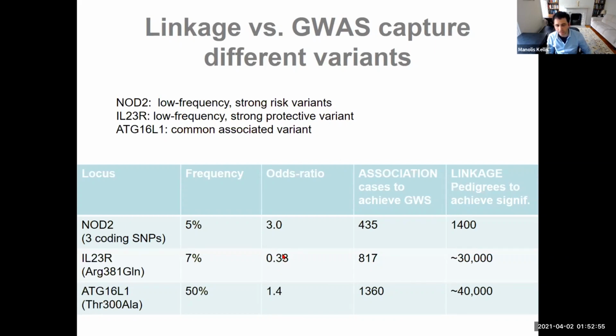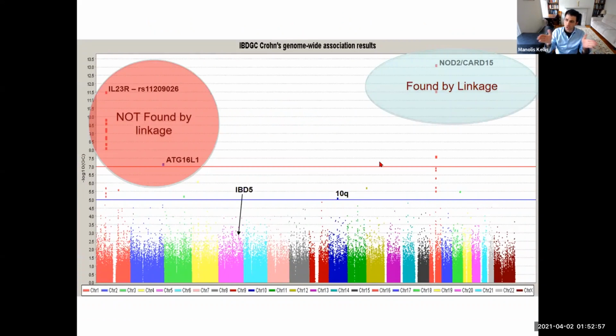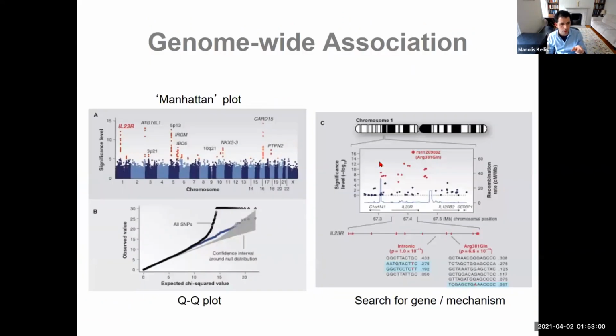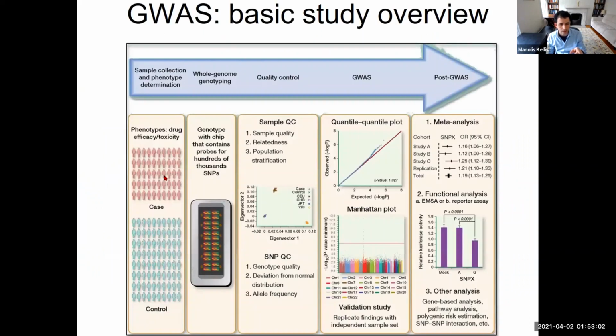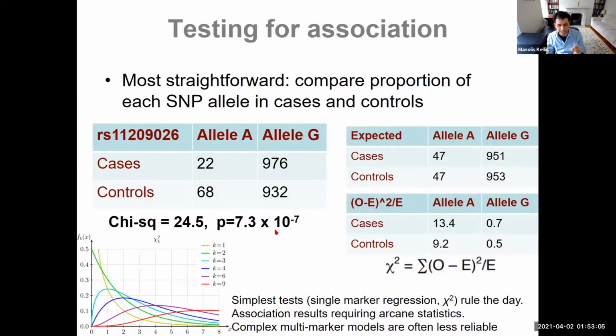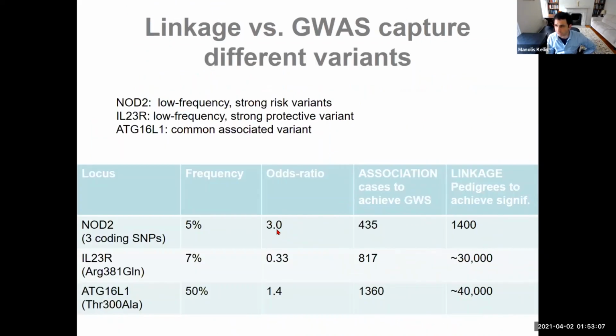What does that mean? That means that when I do my case control cohort and I'm enriching greatly for cases, I can basically only find risk increasing variants because I'm dramatically enriching for cases. I will rarely find protective variants. Okay? These are some subtleties, but the linkage pedigrees that you would need to achieve significance for this one, which is protective, would be 30,000 people, 30,000 families. And that's just simply not feasible.